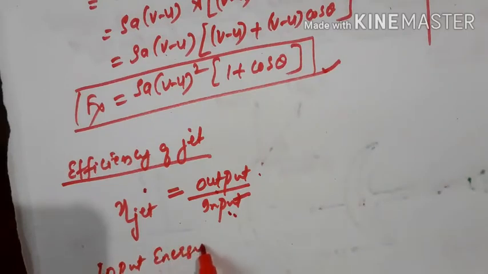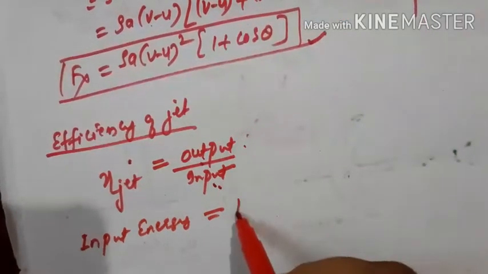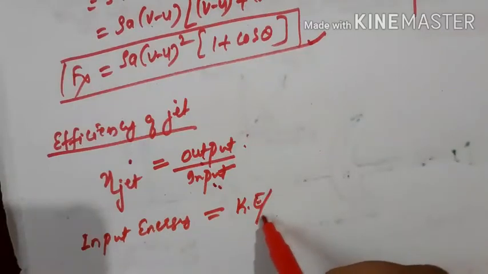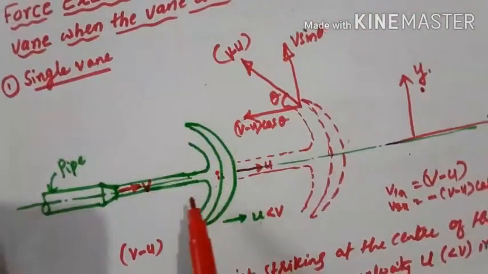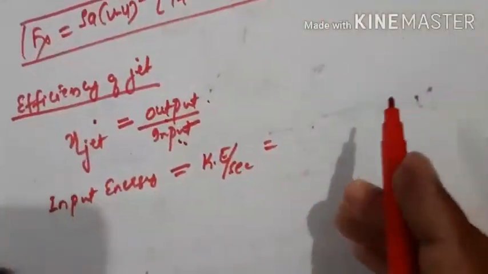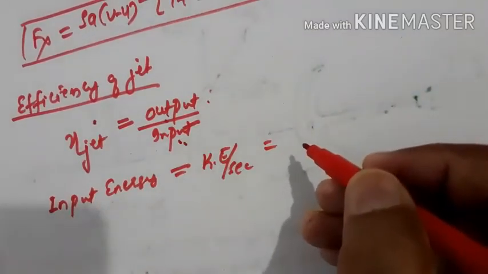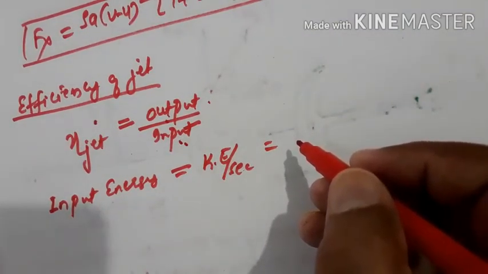Input energy will be kinetic energy, what we are supplying per second. That is the input energy. Here we are supplying the kinetic energy. So how can the kinetic energy be calculated?